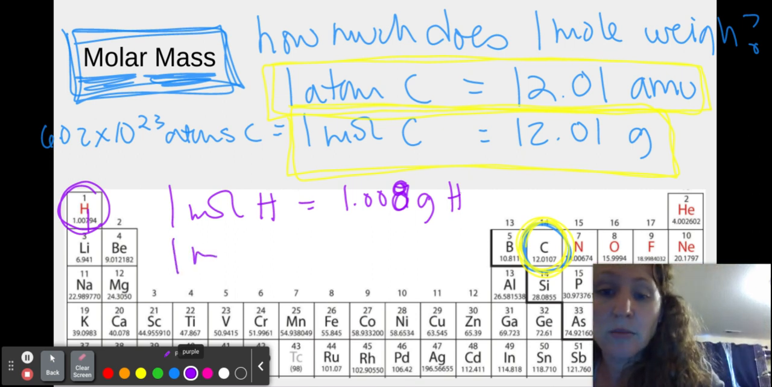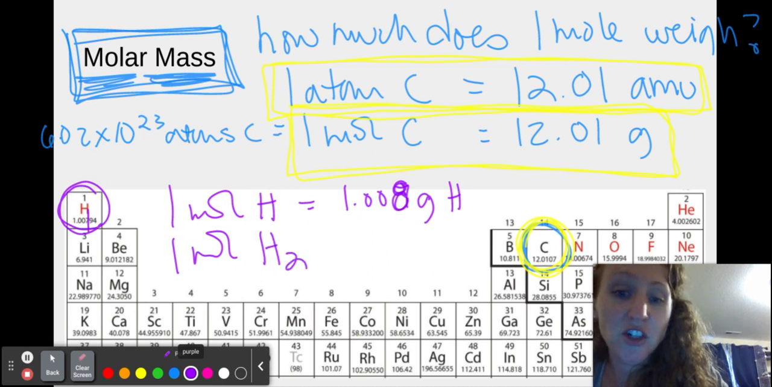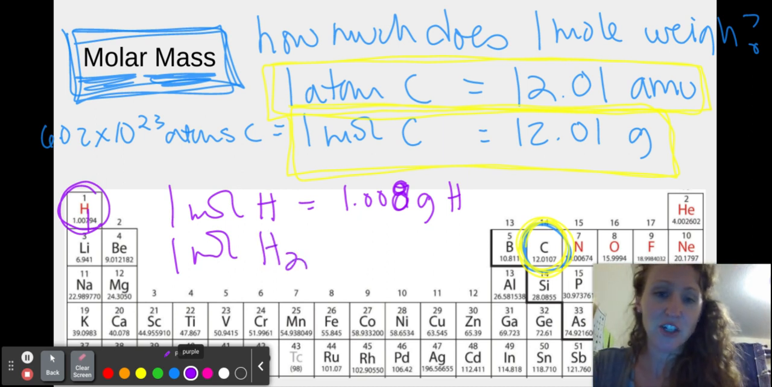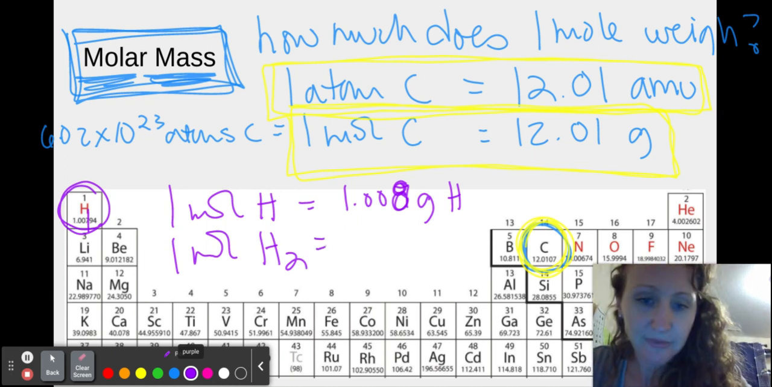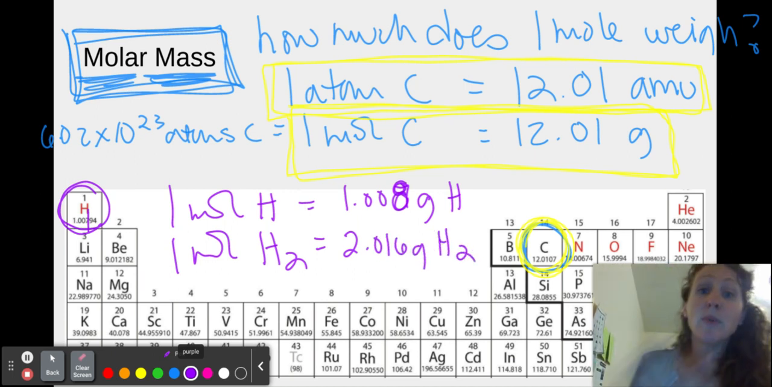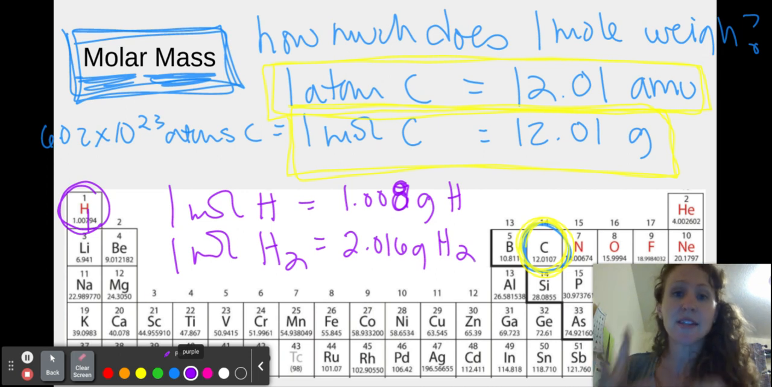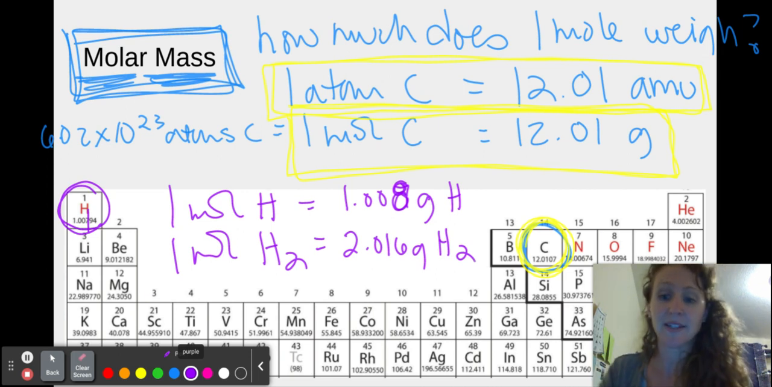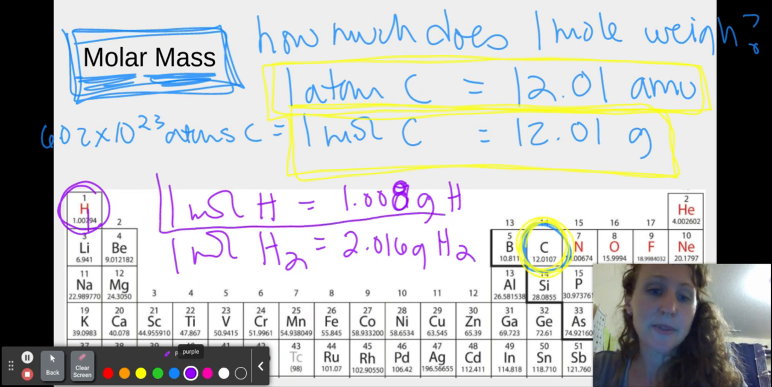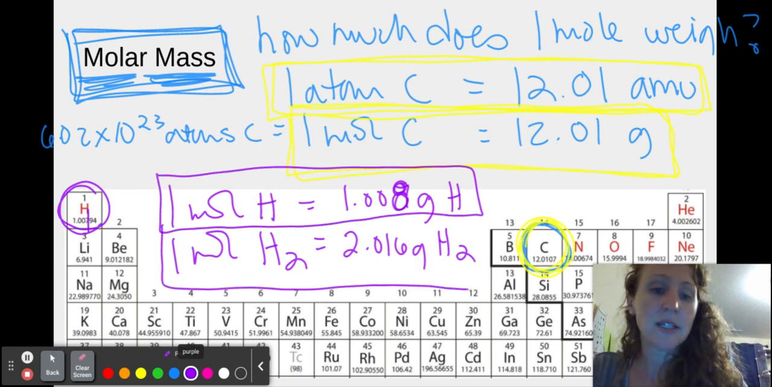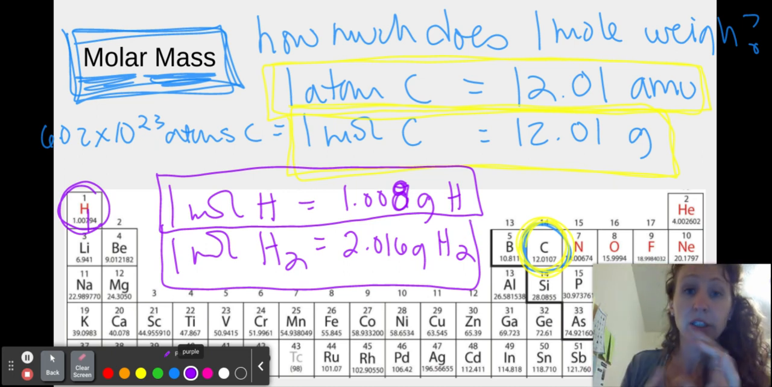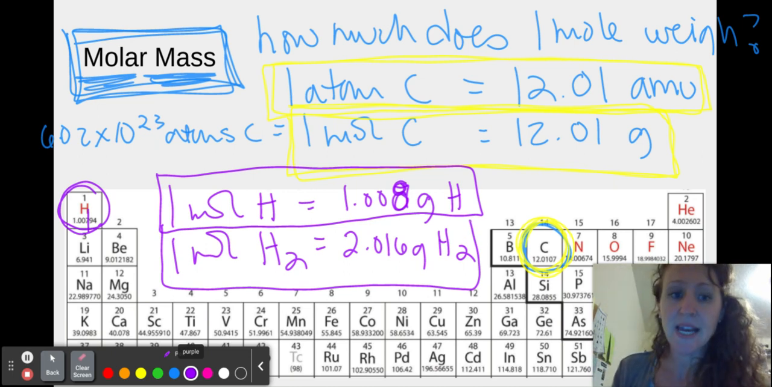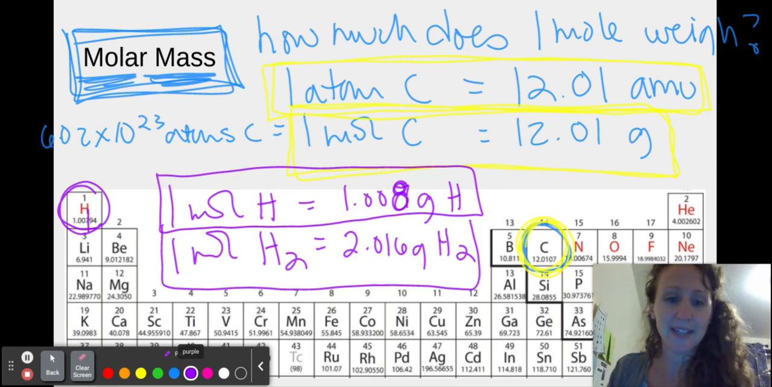Or if you have 1 mole of hydrogen gas, molecular hydrogen, right? We're just going to multiply that by 2. Hydrogen plus hydrogen, 2.016 grams of H2. I have a mole of hydrogen molecules. All of this information you can get off the periodic table. The molar mass of atoms, the molar mass of molecules. You can start adding them together and building your own molecules or polyatomic ions. And it's all contained in this fabulous tool that we've been talking about this whole year called the periodic table.